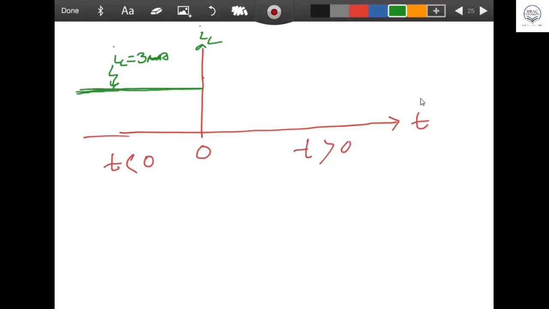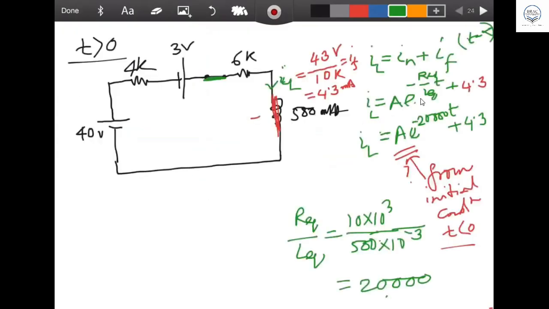At time T equal to 0, suddenly switch S1 is opened and S2 is closed, a changing of switches. After T equal to 0, IL will no more be 3 milliampere, it will change for sure. But what is the value of IL at time T equal to 0? It is 3 milliampere, right? Everybody get it? Yes, sir. Because up to T equal to 0 it is 3 milliampere, so at time T equal to 0 it is 3 milliampere.